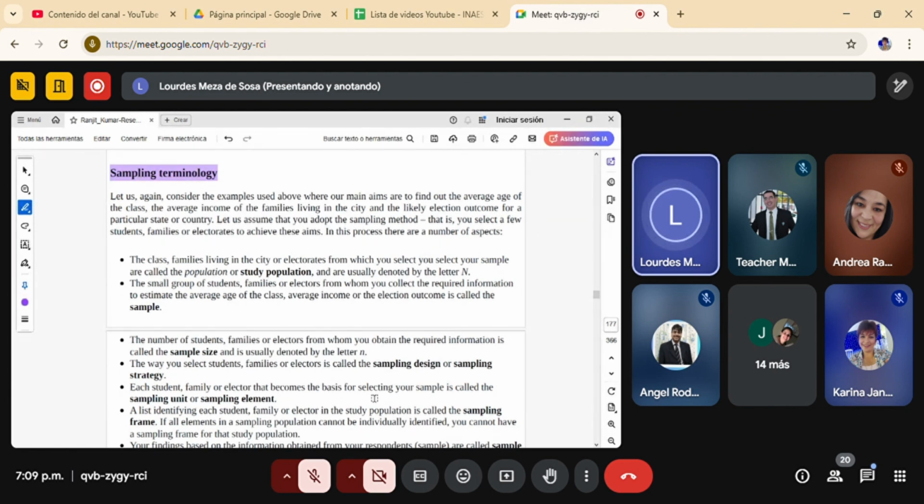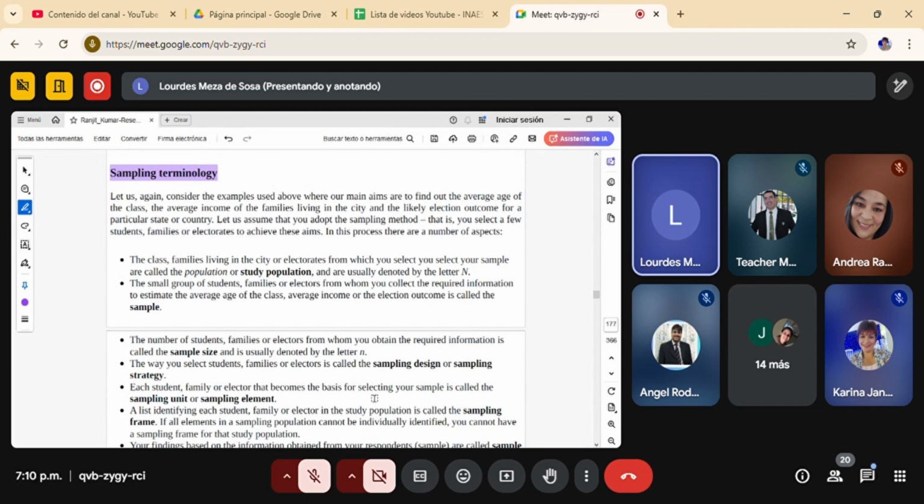In this process, there are a number of aspects. So the class, families living in a city, or electorates from which you select your sample are called the population or study population, right? And since we need to do certain calculations for the population, we use the letter N, in the formulas that we need to use in order to know the percentage of whatever our findings are.